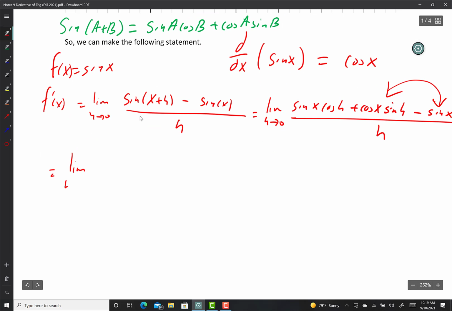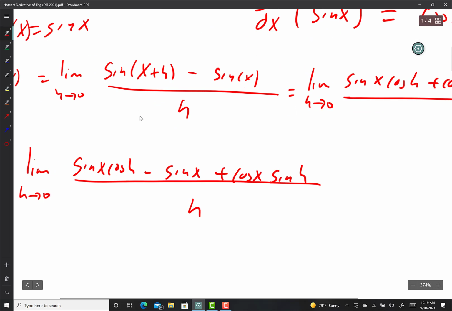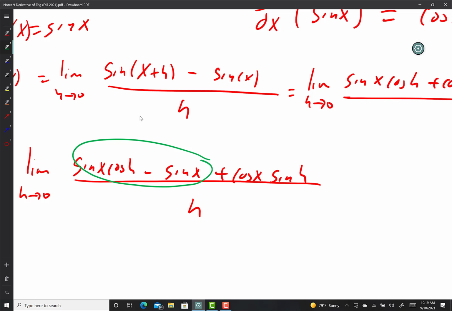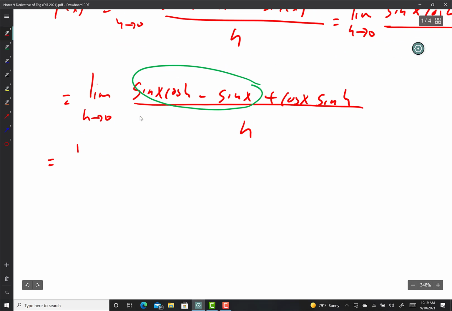So here's what I have. Limit as h approaches 0. I still have this sine x cosine h, but now I'm going to write minus sine x and then plus cosine x sine h. All this is over h. We're still okay? All right. And then I'm going to focus on these two here. I'm going to factor out sine x. So here we go. Limit as h approaches 0, sine x factored out, cosine h minus 1, all over h. And can I break this up and do this?